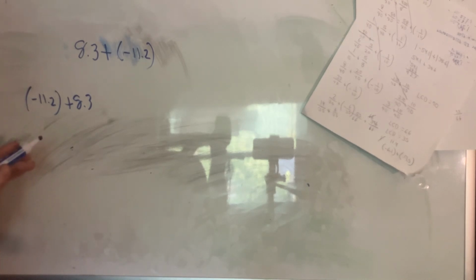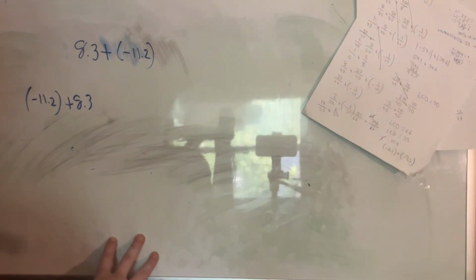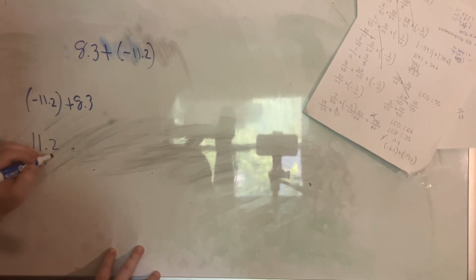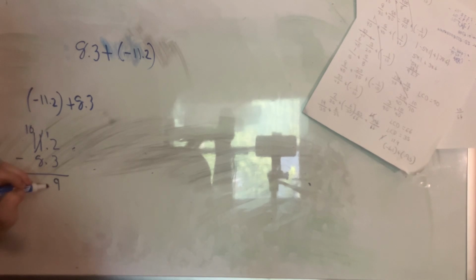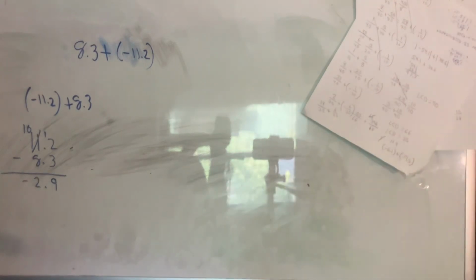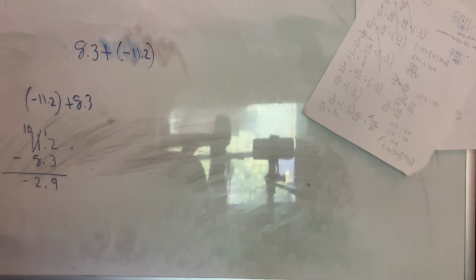So what we want to do is add 8.3 to negative 11.2. What we can actually do is turn this into a subtraction problem by borrowing this negative sign here. So 11.2 minus 8.3. When we bring down our minus sign, that equals negative 0.9. This is also going to be a two-part video. The second part will be fractions.